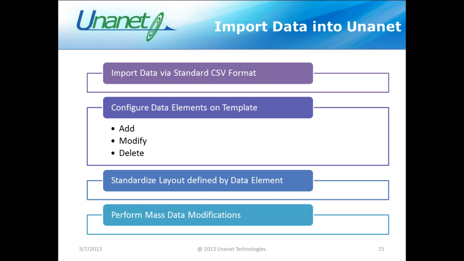The standard layout is defined by data element. So when you want to import data into Unanet, the first thing you need to identify is which table or tables in Unanet would contain that information, and then to understand the standard layout that will allow you to import the data into those tables. This is also where you can perform mass data modifications. So if you used an export template to export some Unanet information and you want to reconfigure that information in a spreadsheet, then you can use the import tool to bring it back into Unanet to make those updates.